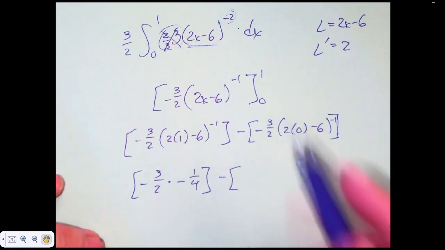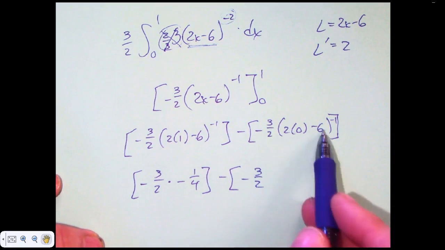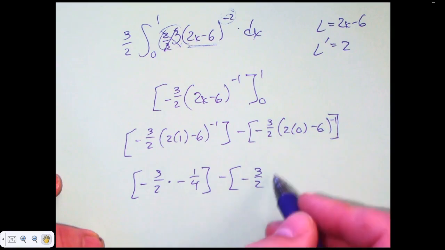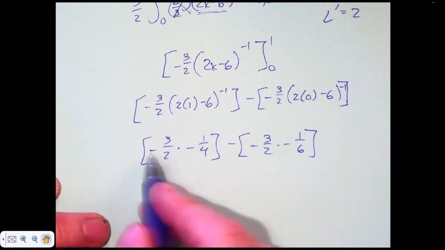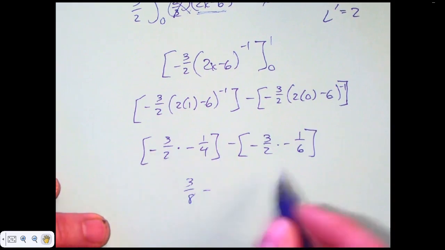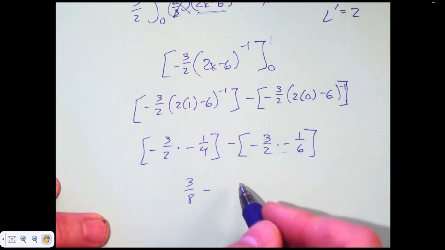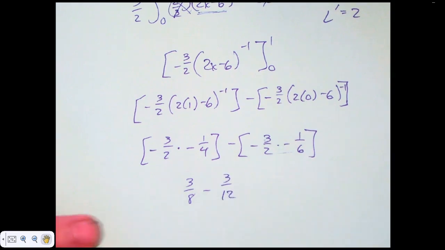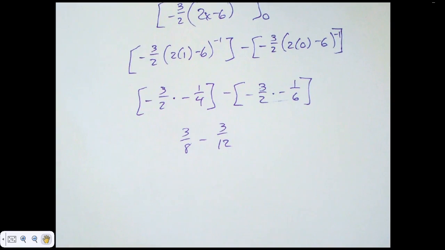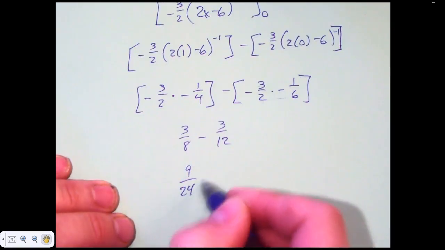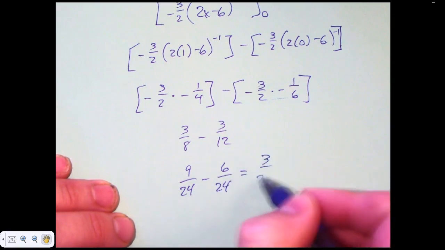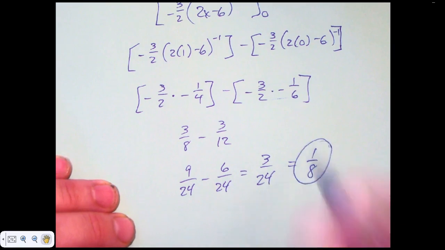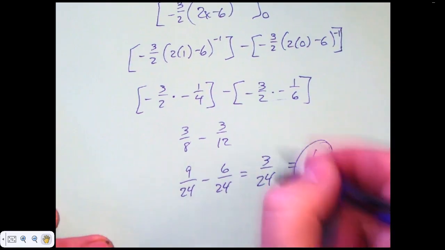So over here, I've got the -3/2, and then the same idea, this is 0 minus 6 is -6. -6 to the negative first just means flip it over. This times -1/6. And so I have over here 3/8, and I have over here 3/12. And then my common denominator would be 24, so this would be 9/24 minus 6/24, which would be 3/24 or 1/8. 3/24 is okay.